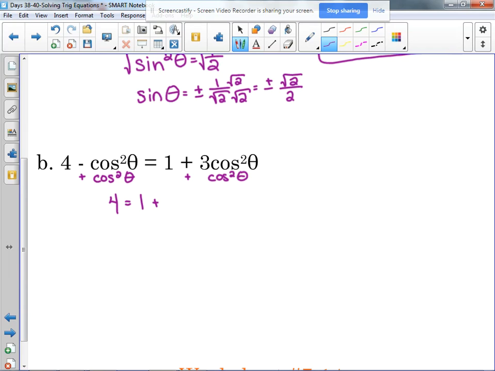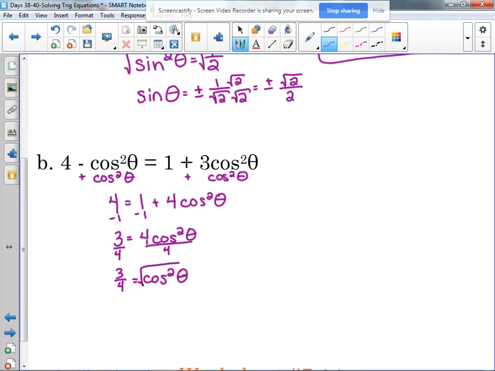4 is equal to 1 plus 4 cosine squared of theta. We had 3 already there, and we added 1 to it. Now we need to move the 1. So 4 minus 1 is 3. Divide by 4. 3 over 4 doesn't reduce. So 3 over 4 is equal to cosine squared.